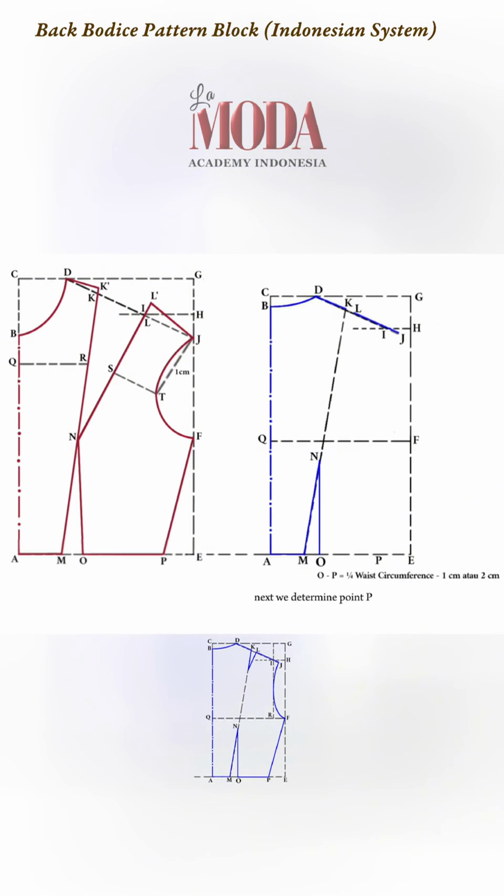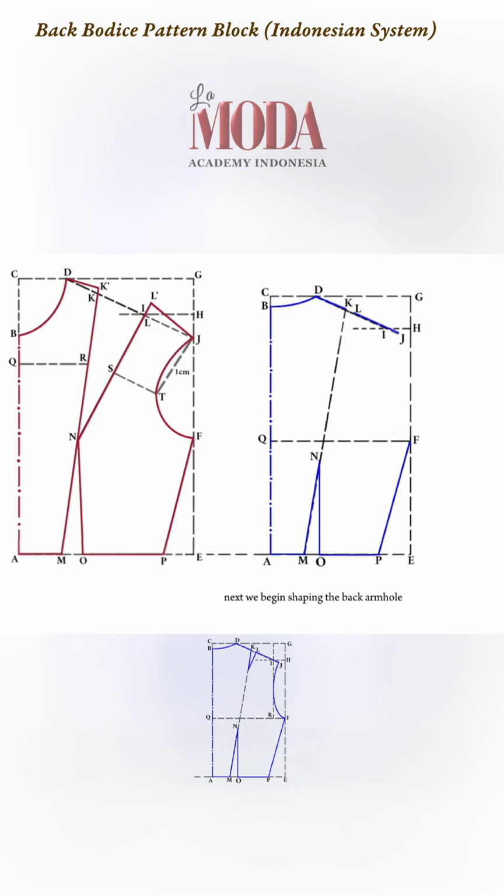Next, we determine point P. The distance from point O to point P is 1/4 of the waist circumference minus 1 centimeter or 2 centimeters, depending on the client's body type. For a slim or adolescent body type, subtract 1 centimeter. For a fuller body type, subtract 2 centimeters. Connect point P to point F to form the side seam of the back pattern.